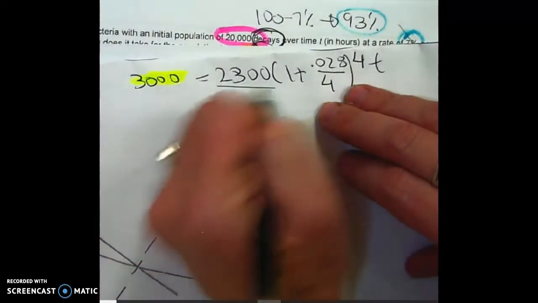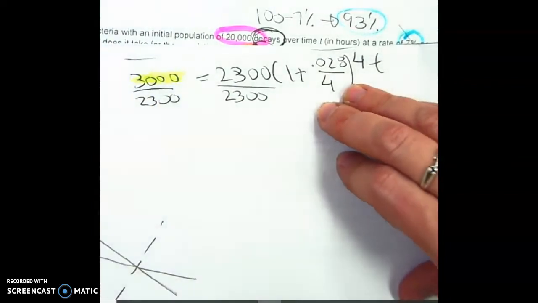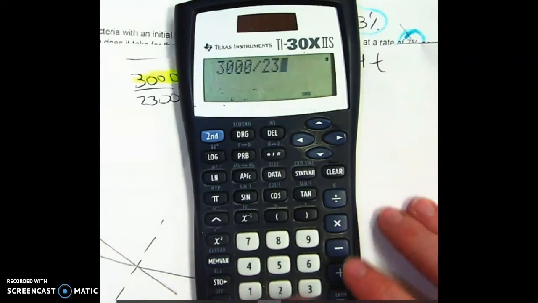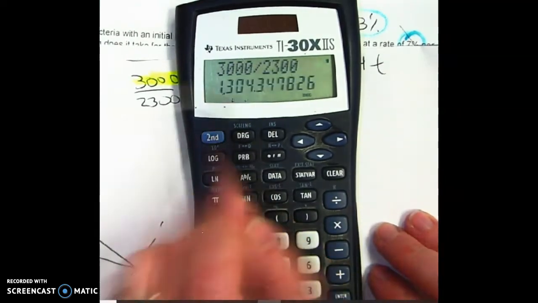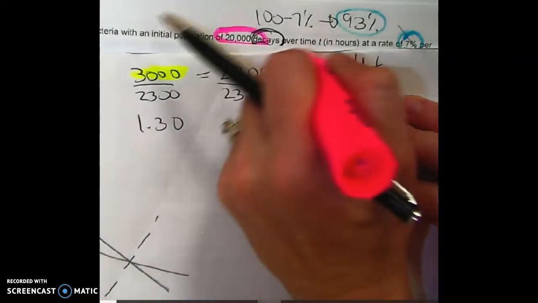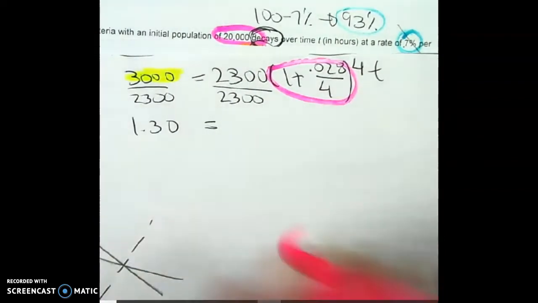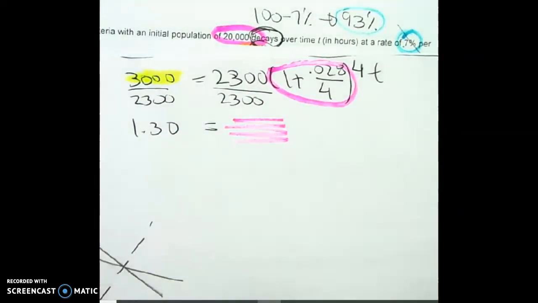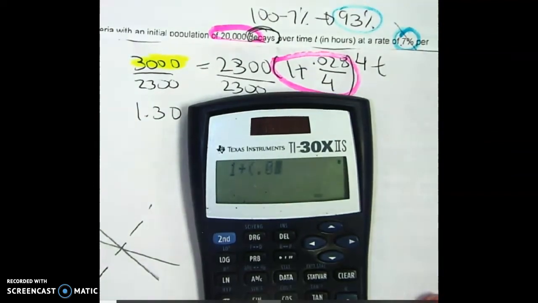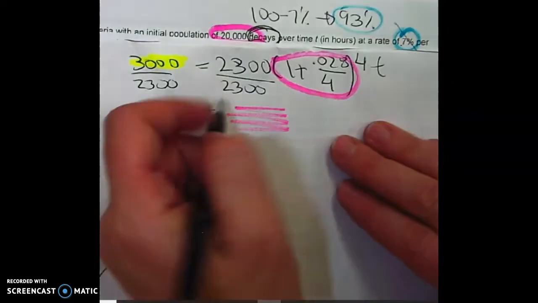First thing I'm going to do is divide by 2,300. So 3,000 divided by 2,300, round to the nearest hundredth, 1.30. And then I'm going to take all of this, put it into my calculator, and then write it right here. Okay? So I'm going to go 1 plus parenthesis 0.028 divided by 4, and I get 1.007.